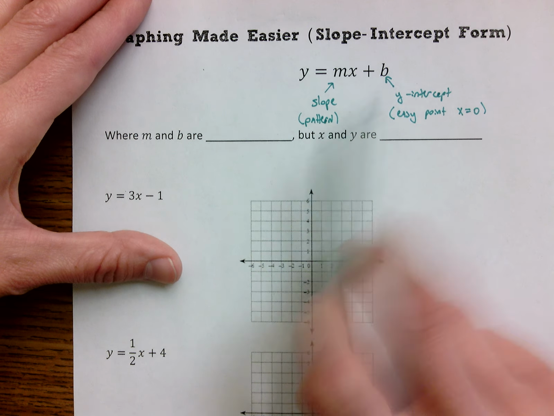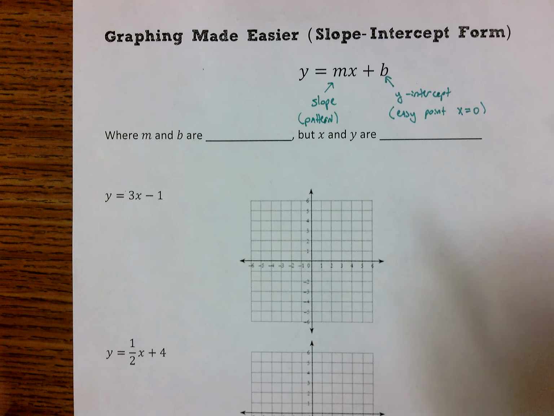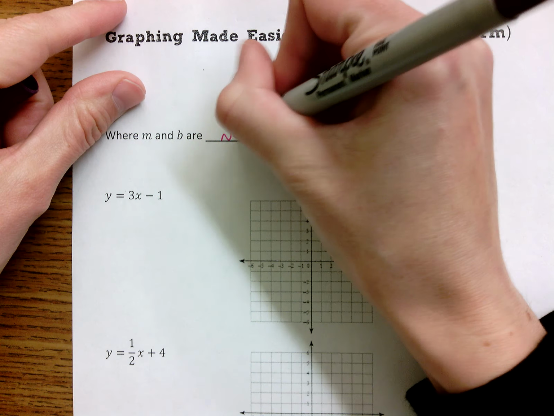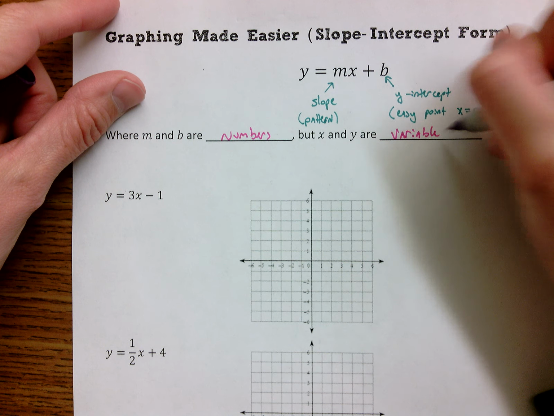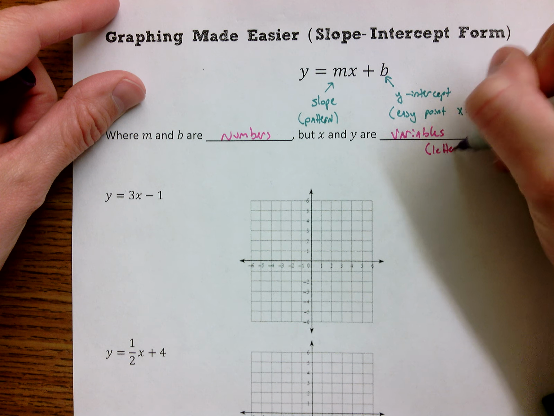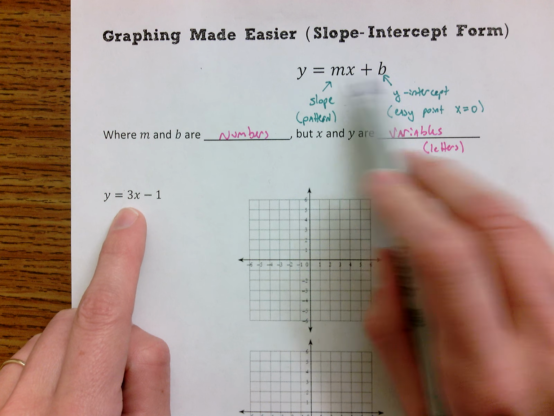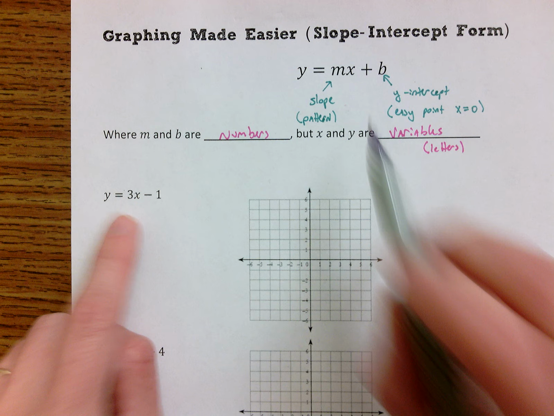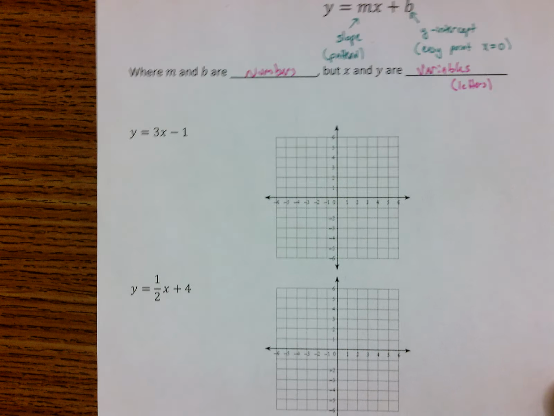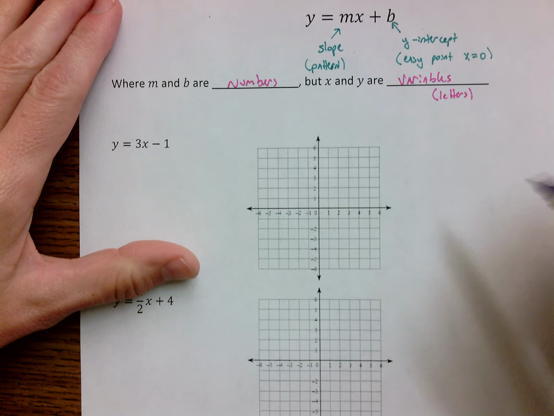Okay, and when you look at this formula, the thing that you need to remember is that whenever you're plugging things into this, m and b are going to be numbers. Okay, so anytime you're writing an equation in slope-intercept form, m and b are going to be numbers, but x and y are going to be variables, aka letters. Okay, so when you look at these examples here, you can see how that happens, right? M is the number 3 and b is the number -1, but x and y are just still letters in here. Okay, so that's all we're talking about here. So what we're going to do to shortcut our graphing process is we're going to use this helpful little pattern we noticed.